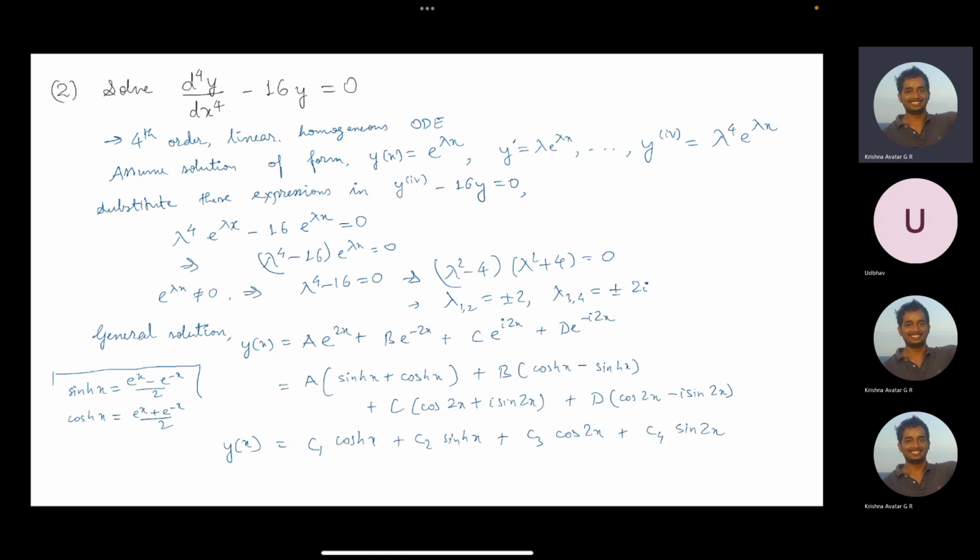Okay, so what we do is we factor out e to the power lambda x, similar to the previous argument on the previous slide, and we get e to the lambda 4 minus 16 is equal to 0. Then we factorize it, and we get two sets of roots: plus minus 2, plus minus 2i.